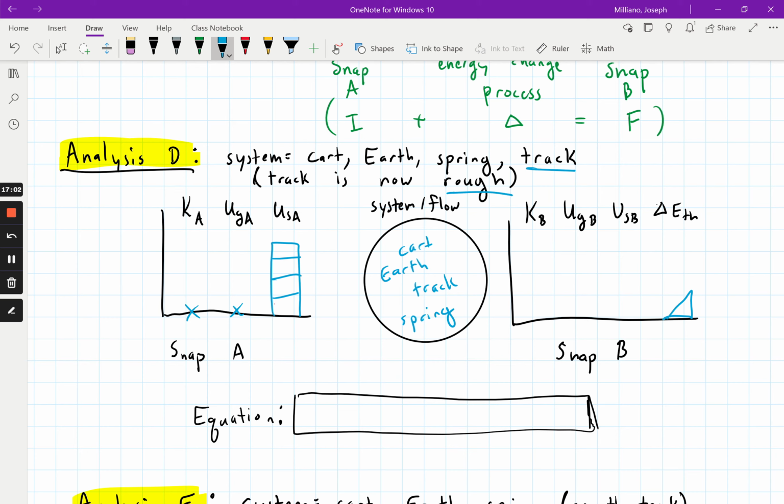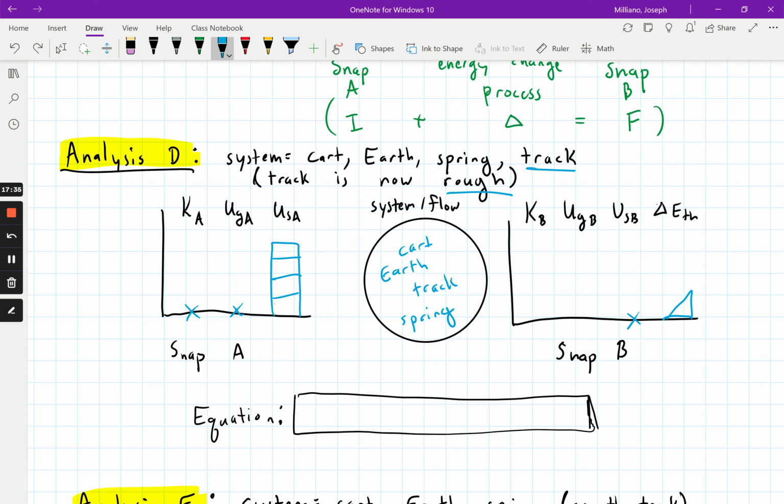So the rubbing from the friction between the cart and the track increased the thermal energy in the track, cart, earth, spring system. So the track and the cart would both be a little bit hotter as a result of this. Their temperature would have increased a bit. In snapshot B, the spring is still uncompressed, so there's no spring potential energy there. The question is, from which of these two, kinetic or gravitational potential, did the thermal energy get its half a block?